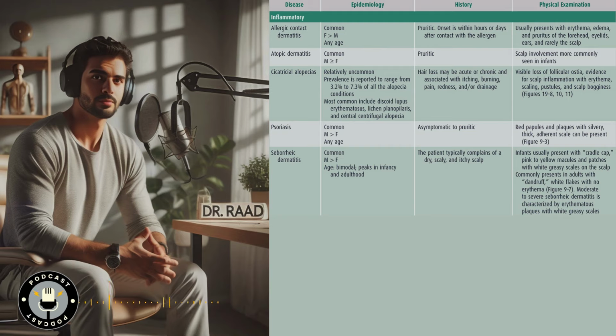Psoriasis, demographics, common, more often seen in males, and it can affect any age group. Clinical signs, ranges from asymptomatic to itchy red papules and plaques with that classic silvery thick adherent scale. Seborrheic dermatitis. Key points, super common, especially in a bimodal age distribution, peaking in infancy and again in adulthood, with males slightly more affected. In infants, you might recognize it as cradle cap, with pink to yellow patches and white greasy scales. In adults, it often shows up as dandruff, white flakes, typically without redness. But in moderate to severe cases, you can see red plaques with those greasy scales.